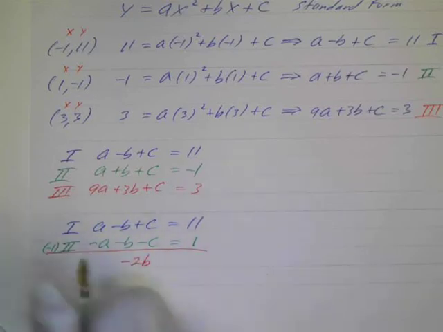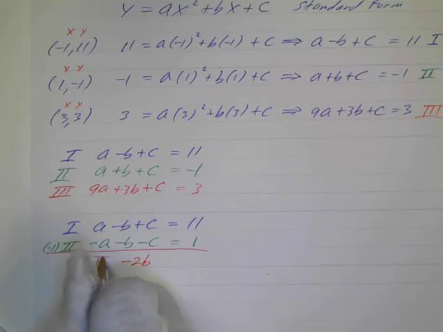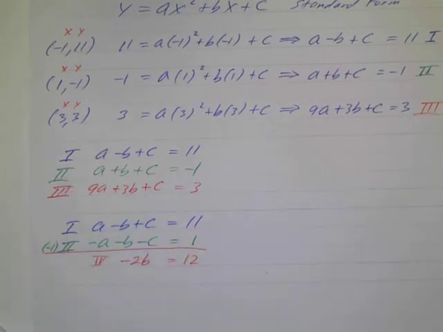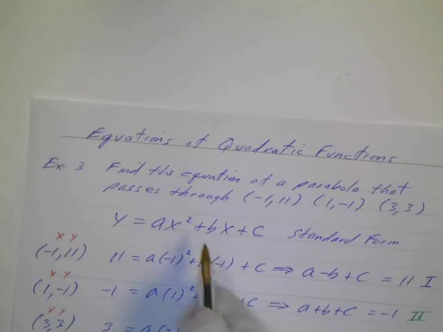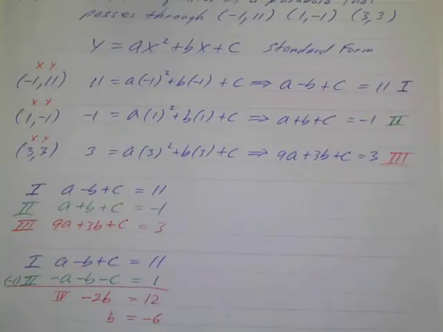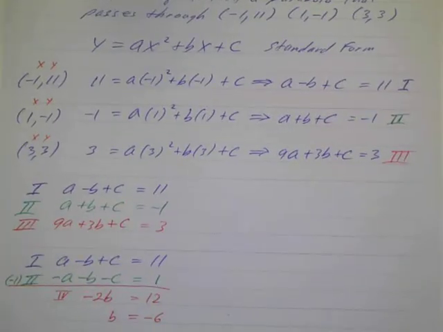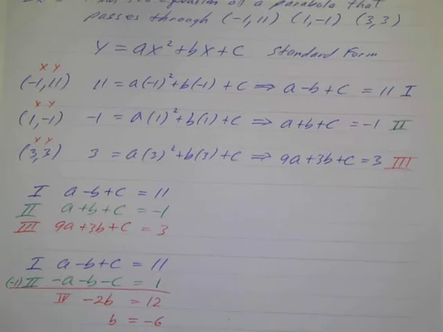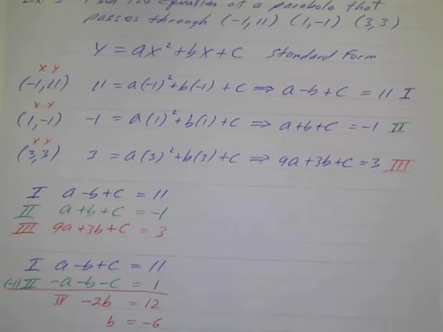That's like a new equation, equation 4 I can call it. And that equals 12. So if I divide both sides by negative 2, B equals negative 6. Now that B is the B part of my equation, so that's going to go right there, negative 6x. Now, I can go back to any of these equations, so let me take equation 2 over here.